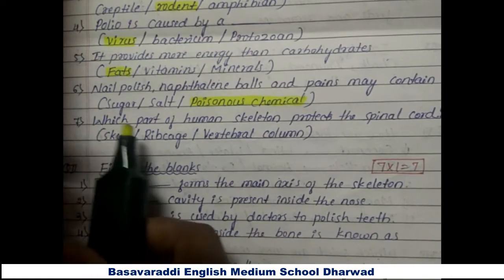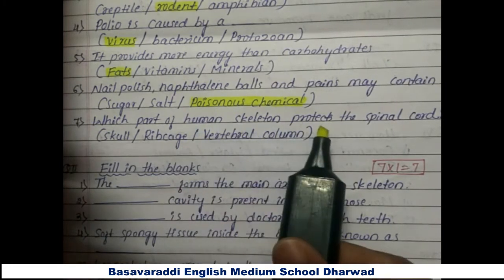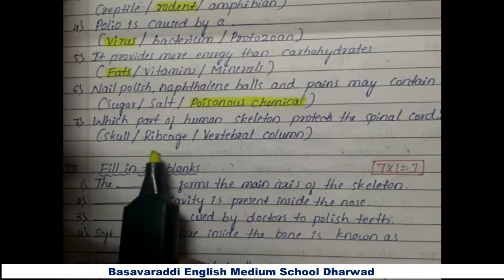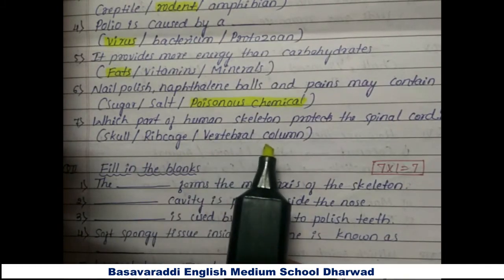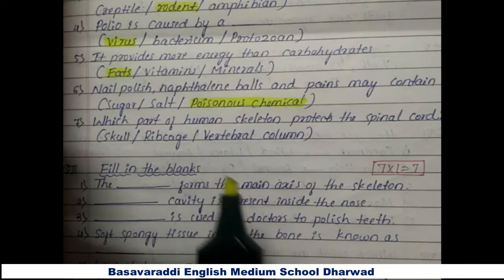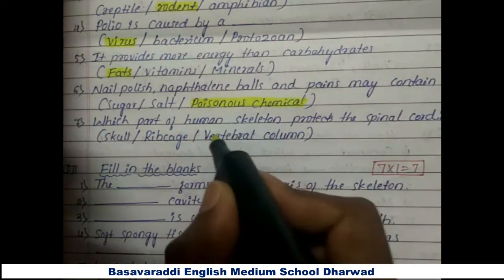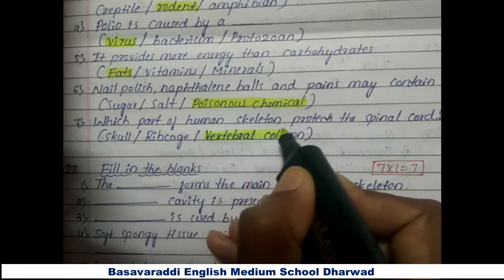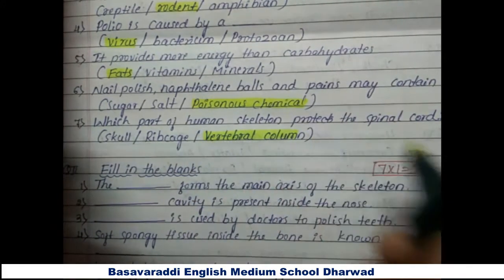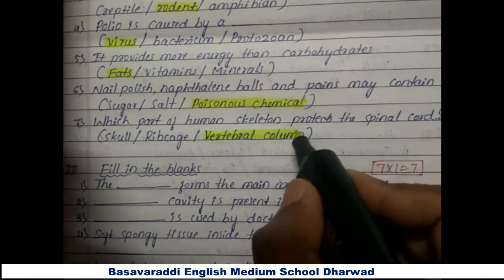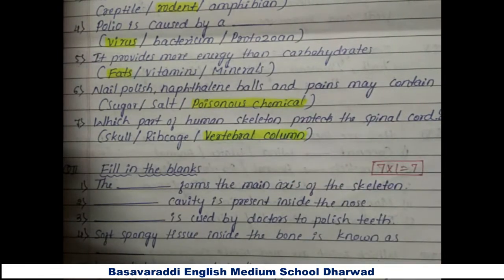Seventh one, which part of the human skeleton protects the spinal cord: skull, ribcage or vertebral column? Humans have 33 vertebrae, which form a vertebral column to protect the spinal cord. That is the vertebral column. Okay, we will move to the next question.